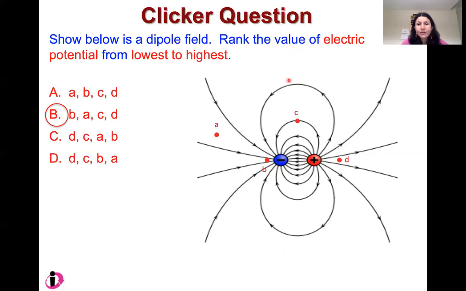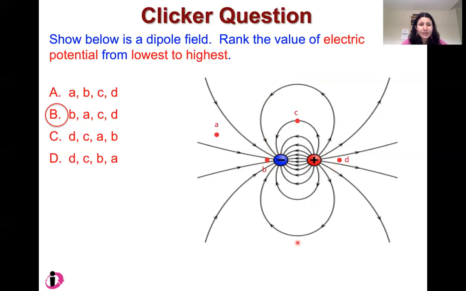If that's 0 volts, then as we go towards the negative charge, remember voltage decreases in the direction of the electric field, so the voltage is going to decrease there. It's going to increase going towards the positive because that's in the opposite direction of the electric field. So B is going to be the smallest value because you're closest to the negative charge. Then A, then C is where it's 0, and then it flips signs and becomes positive here.